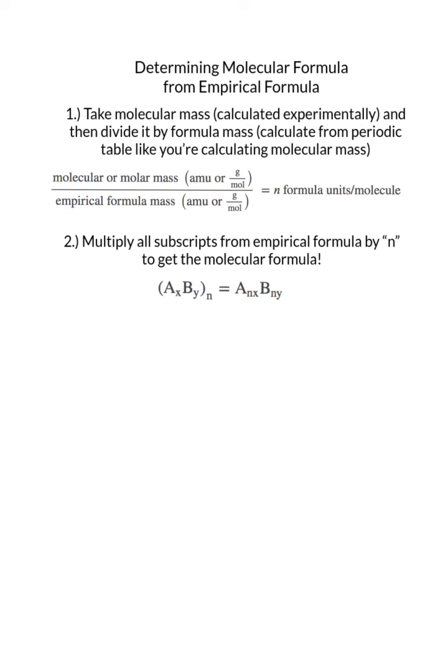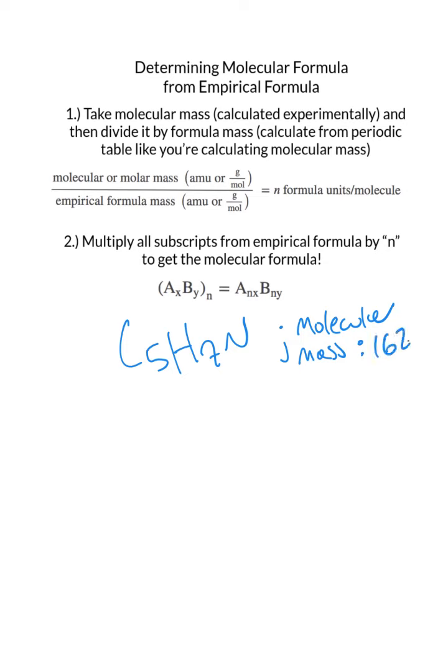And that's it. Through an example of this concept, say that the empirical formula for nicotine is C5H7N, and the molecular mass is equal to 162.3 grams per mole. What is the molecular formula for nicotine? So the first thing that we have to do is find the empirical formula mass using the AMUs for each of the elements from the periodic table.